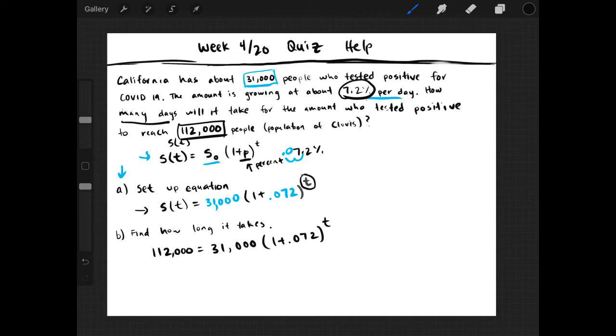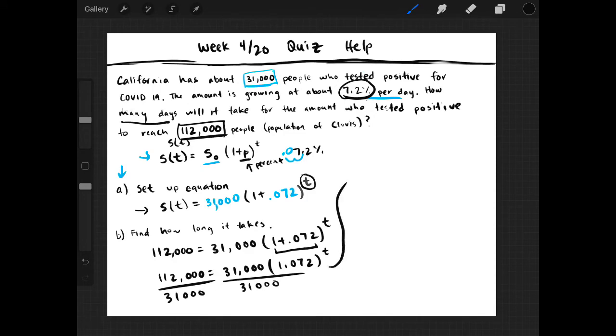We need to solve. So the smartest thing to do first is let's just add what we have in parentheses there. We can leave all this 112,000, 31,000. 1 plus 0.072 is just 1.072 to the power of t. Now, just like we did on the last example, we got e by itself. But instead of e, we have 1.072. We're going to go through the same steps, though. We're going to divide both sides by 31,000. Make sure you have a calculator ready. 112,000 divided by 31,000. I'm doing all this on the calculator just like you guys.